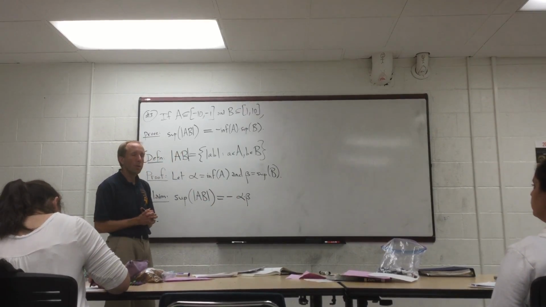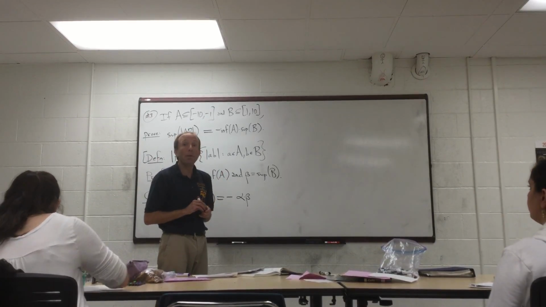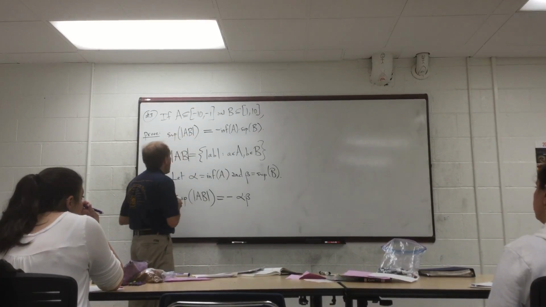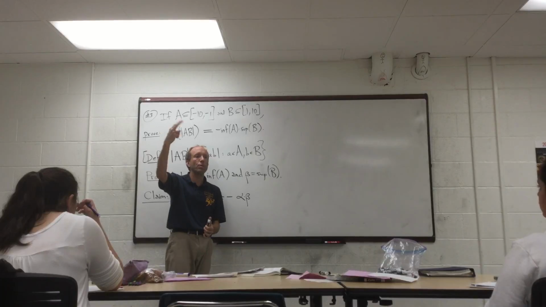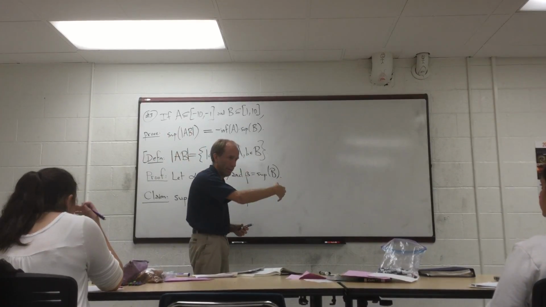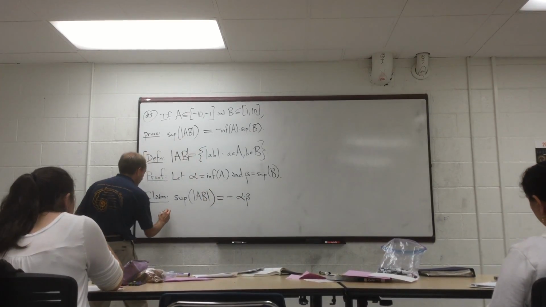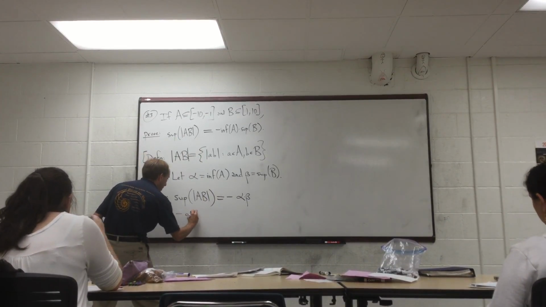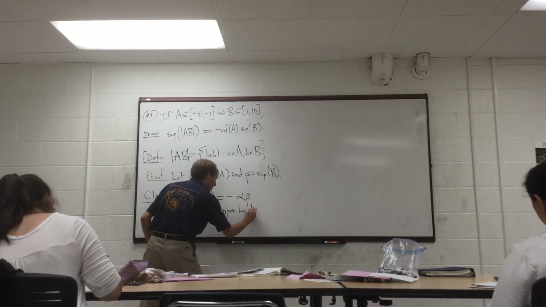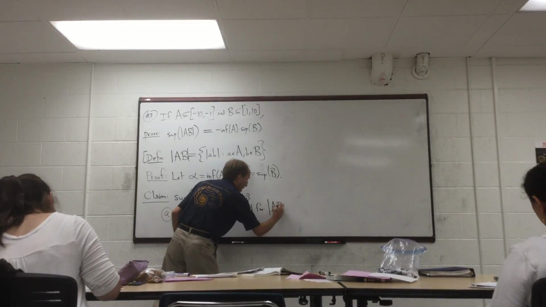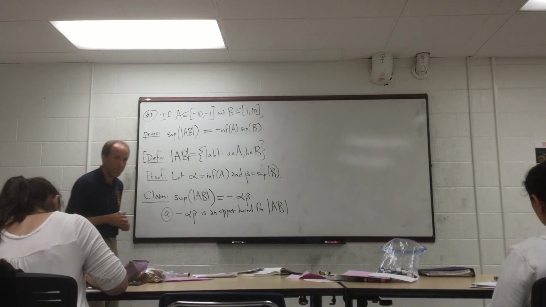Now we have to remember, what does it mean to be a supremum? The supremum of a set has to be an upper bound for that set. That's the first part. And then there's a second part, where it has to be the least upper bound. So you have to do it in two pieces. So let's do the two parts here. Negative alpha beta is an upper bound for the set absolute AB. I have to prove this.